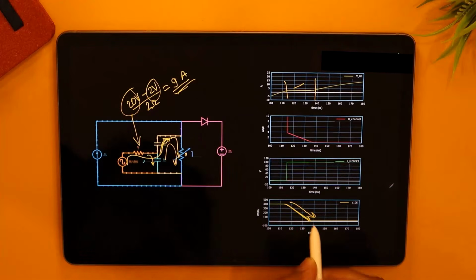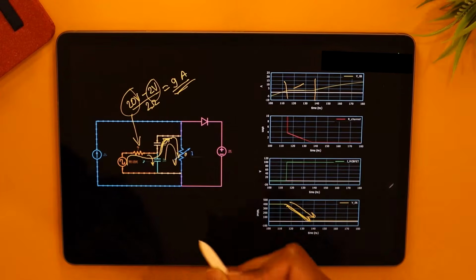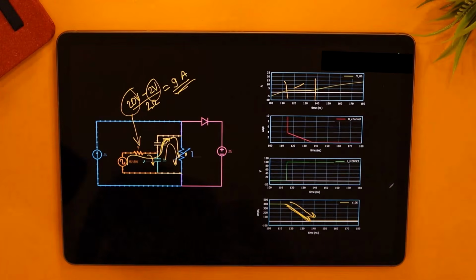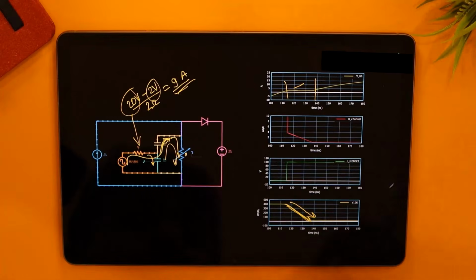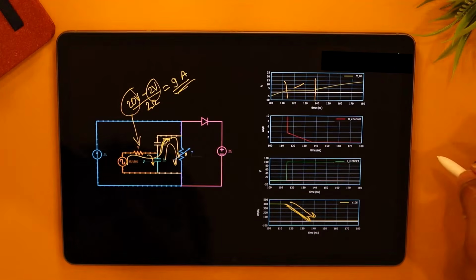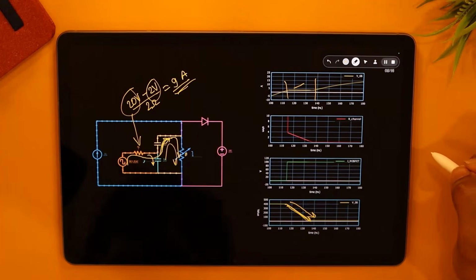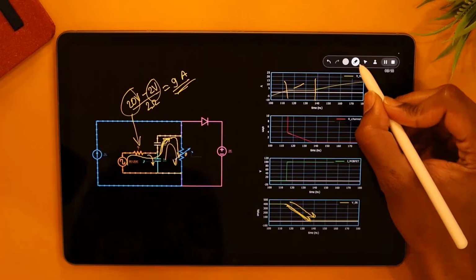This is what is showing that CGD capacitor discharging, and it's discharging linearly because if you discharge a capacitor with a constant current, it drops like this linearly. So this is what is happening when the plateau is ongoing. The CGD is getting discharged with that 9 amps of current.